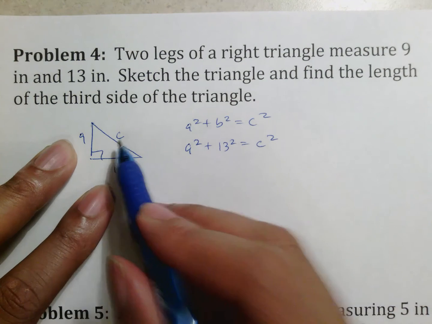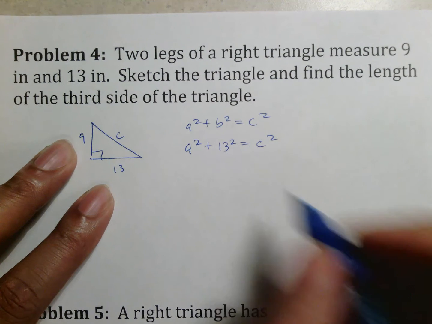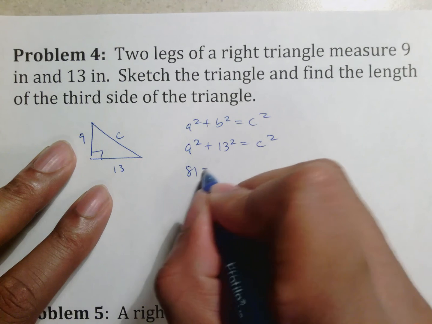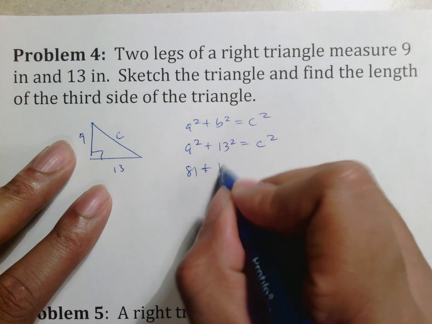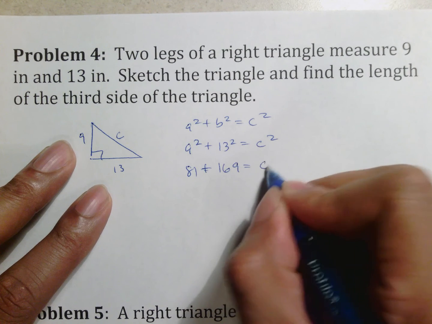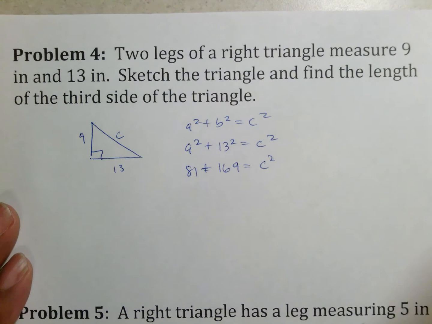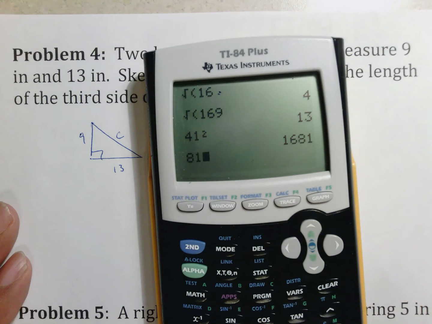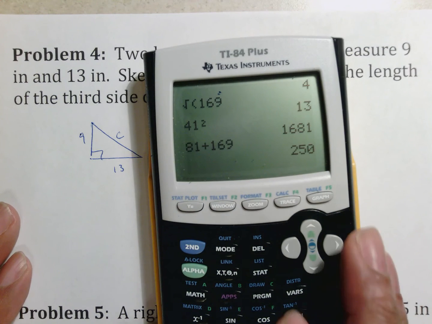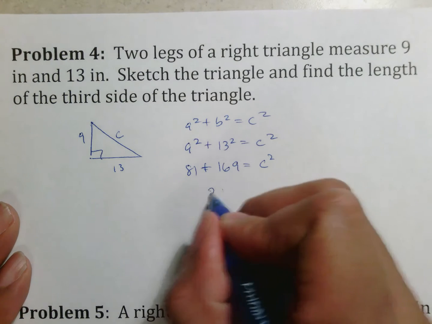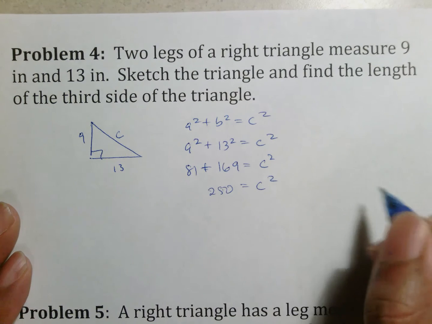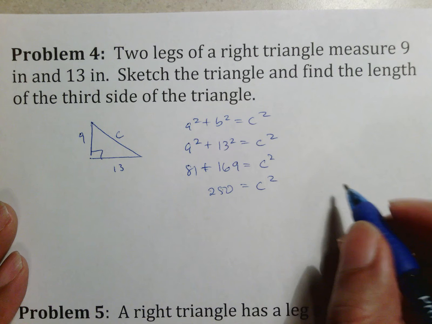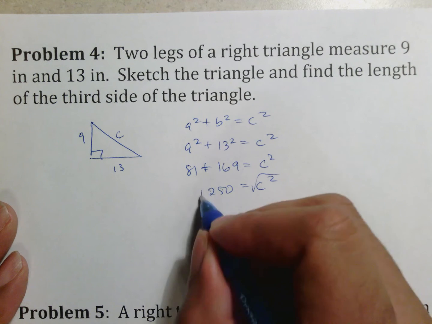Again, the hypotenuse is always across from there. And so 9 squared turns into 81 plus 13 squared turns into 169 equals c squared. Add those two numbers, you get 250, equaling c squared. You then square root both sides to get rid of your square.